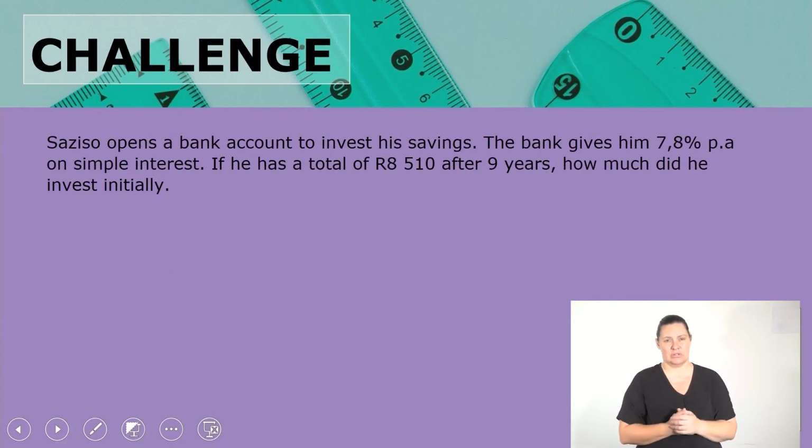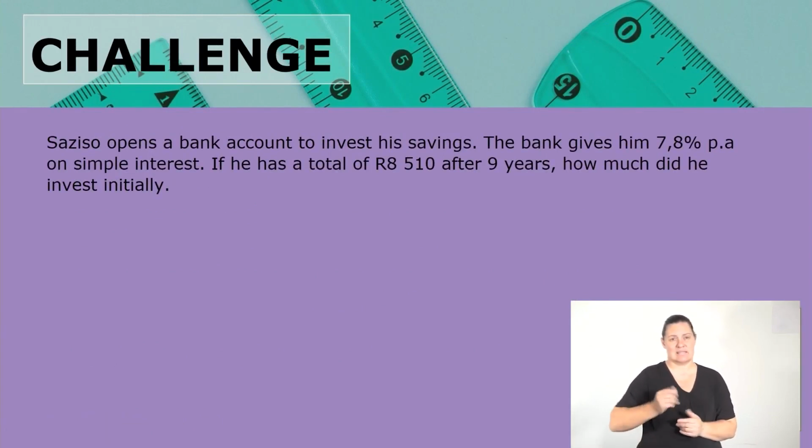Let's end off with a challenge. So Saziso opens a bank account to invest his savings. The bank gives him 7.8% per annum on simple interest. If he has a total of 8,510 rands after 9 years, how much will he invest? How much did he invest initially? So that was our lesson today.